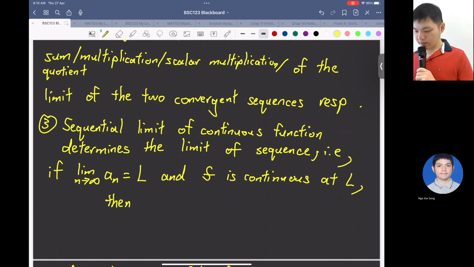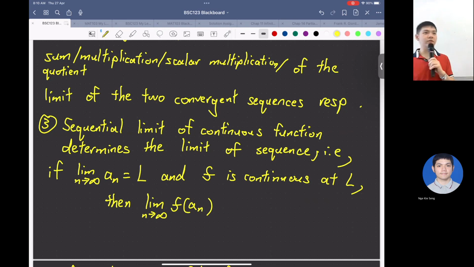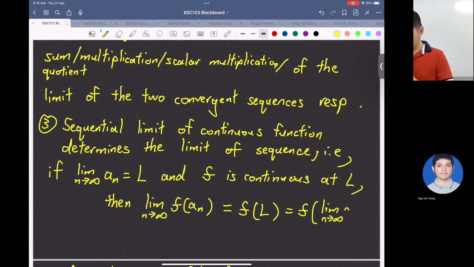then if you look at the sequence of f applied on a_n, a_n is a sequence, so you apply a function to a sequence, you still get a sequence. Make sense or not? You have a sequence, and then you apply f to every number, you still get a sequence of numbers. So what does this converge to? It is just f applied to L, if f is continuous. In other words, the limit goes into the function.